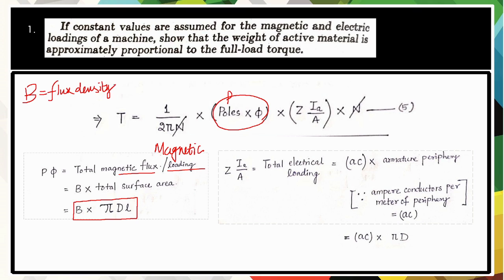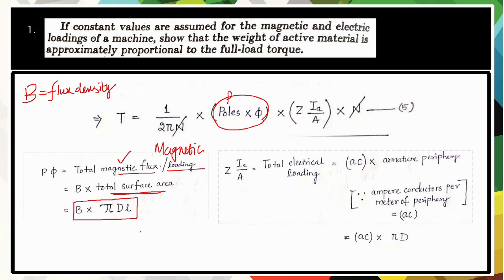B is flux density, and if we multiply flux density with the total surface area, you will get the total magnetic flux. So that is what it is written here. So P phi equal to B into pi dl. Here surface area is pi dl.